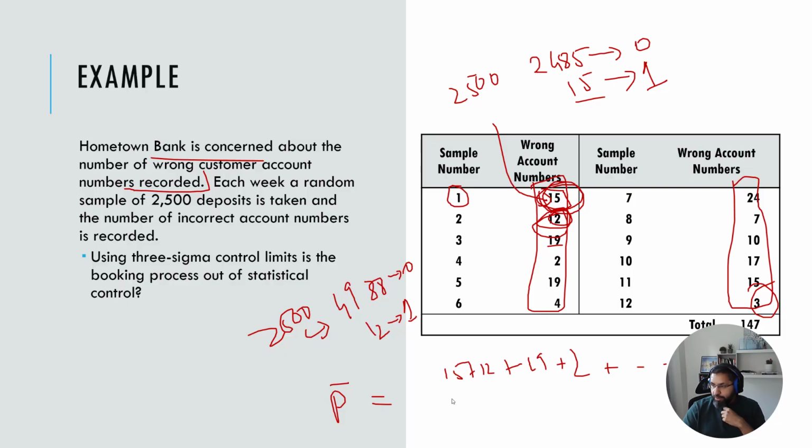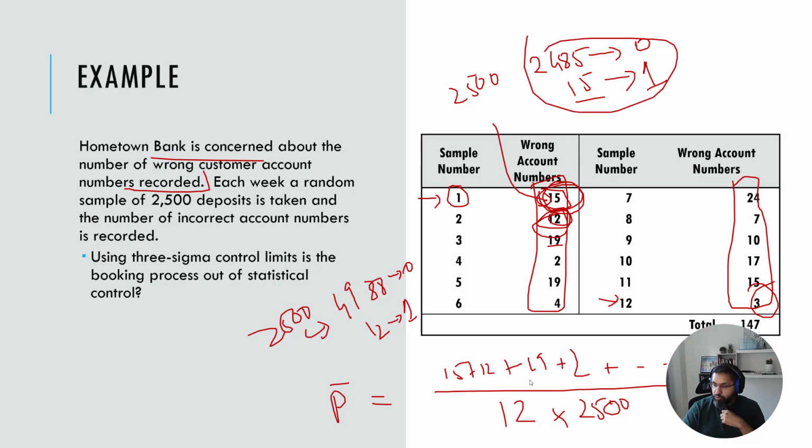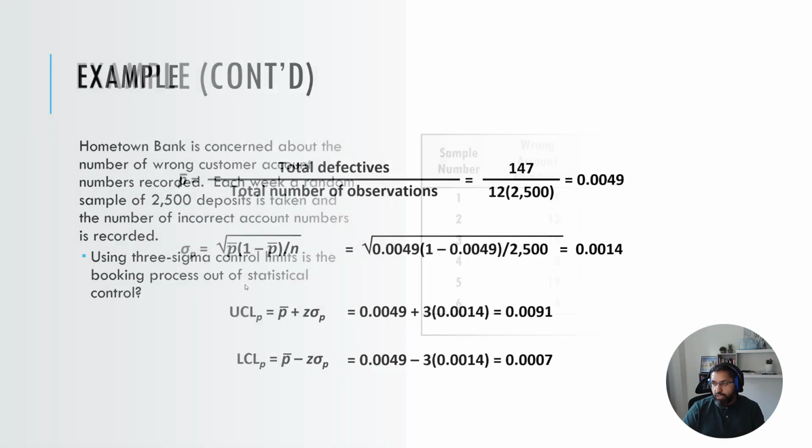You divide that by 12 samples because you have 12 samples, 1 to 12, and each sample has 2,500 data points because they are 2,500 zeros and ones in each. So you divide by number of samples, K, times the sample size N. Sample size N is 2,500. And that's going to give you a P bar. Okay, so let's do the calculation.